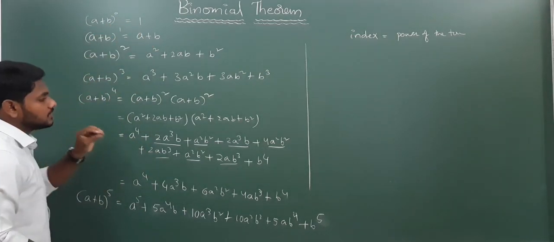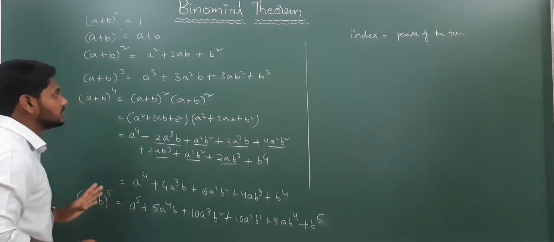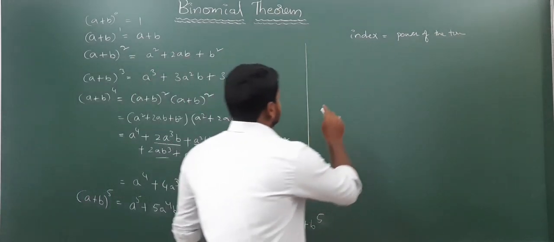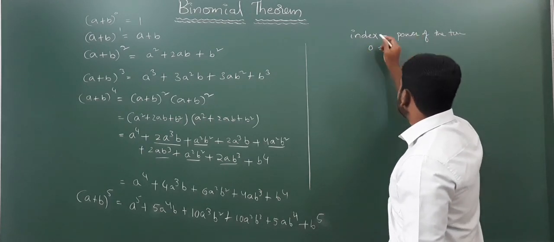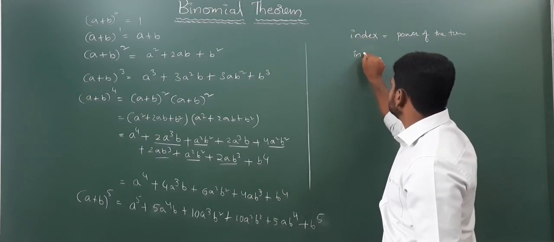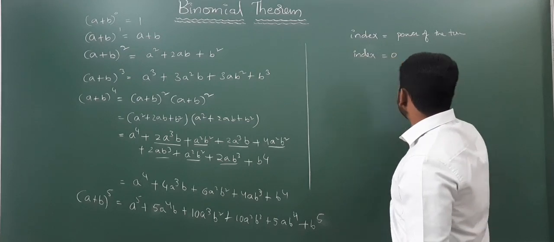Now here some minimum things we can observe. What are those? If index is equal to 0, how many terms are you getting? Index 0 means how many terms are you getting?